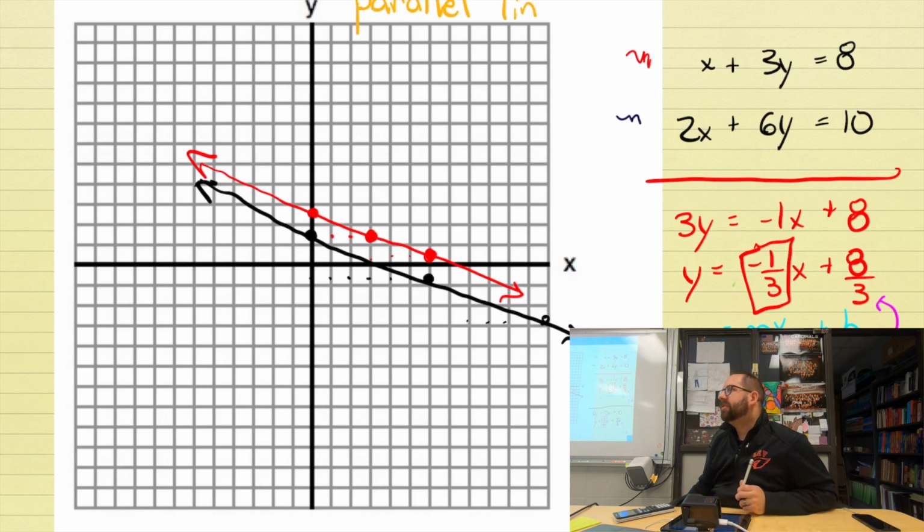Parallel lines don't have a solution when you graph the system, because they never touch. Remember, the whole point of a solution to a system is where do they meet? Right, that point of intersection. I didn't have any. They didn't cross at any point. Maybe it looks like they will, but they won't. If I just keep following my pattern, they follow the same direction.